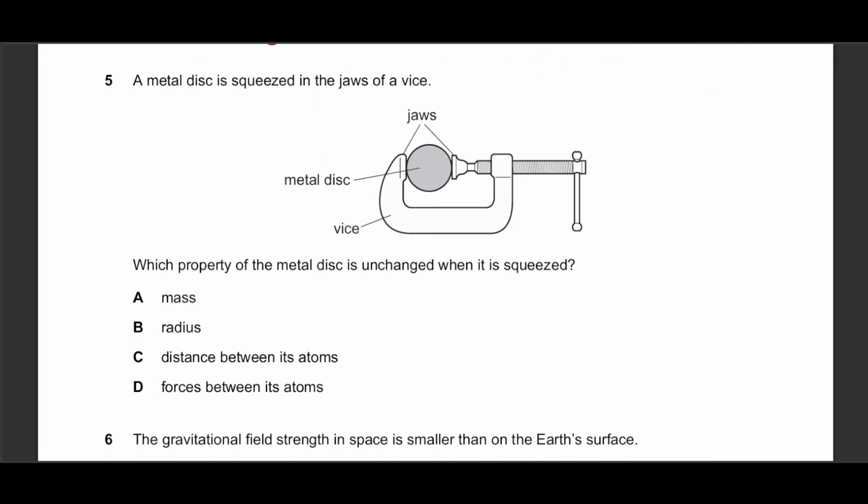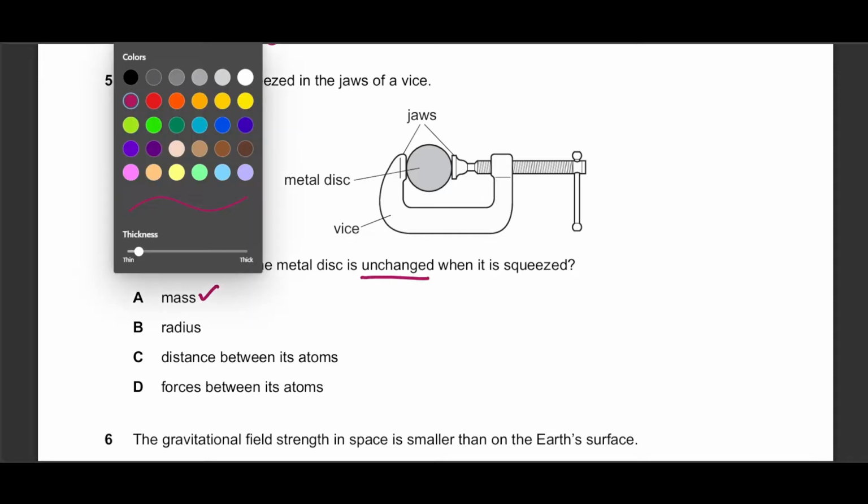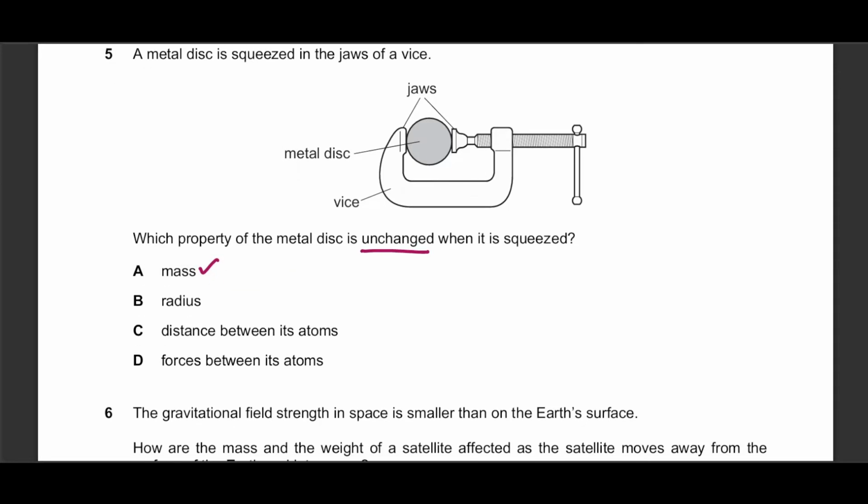We move on to question 5. It says, which property is unchanged? Now, generally, mass is unchanged, but how do we look at the other properties? If you squeeze it from the sides, definitely the radius would decrease, the distance between the atoms would decrease as the solid particles would start coming close together. But what about the force between the atoms?